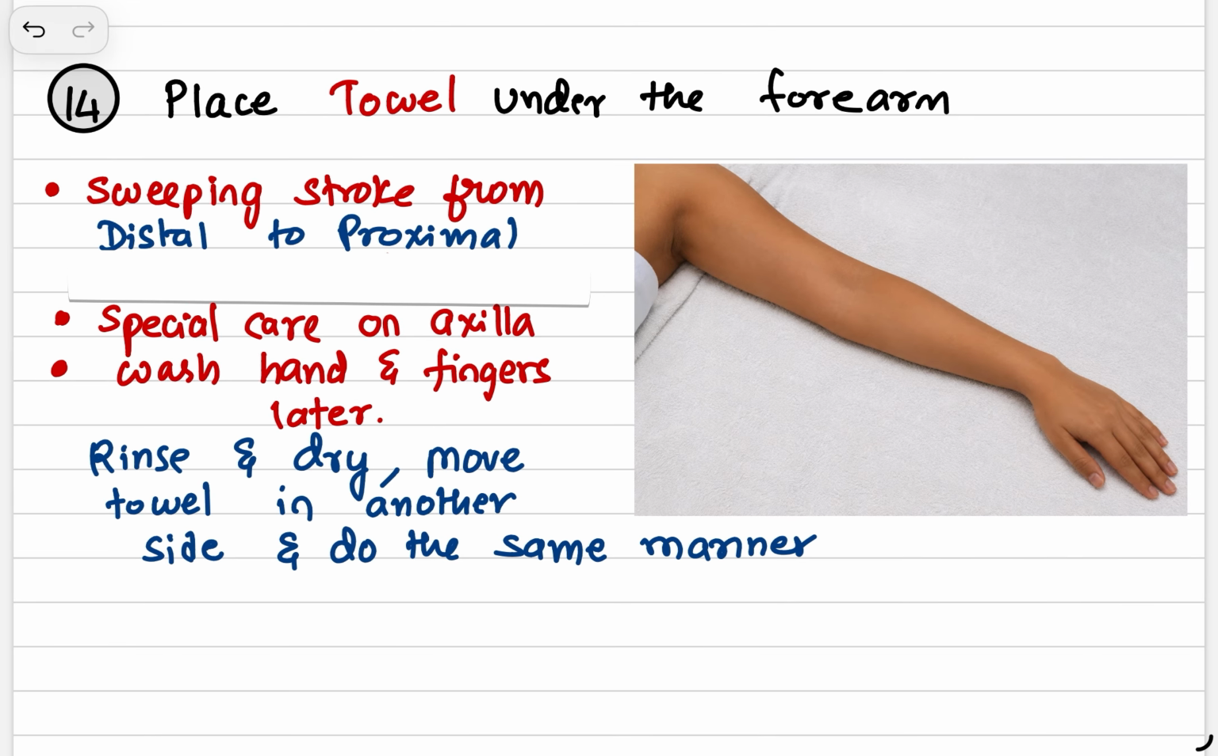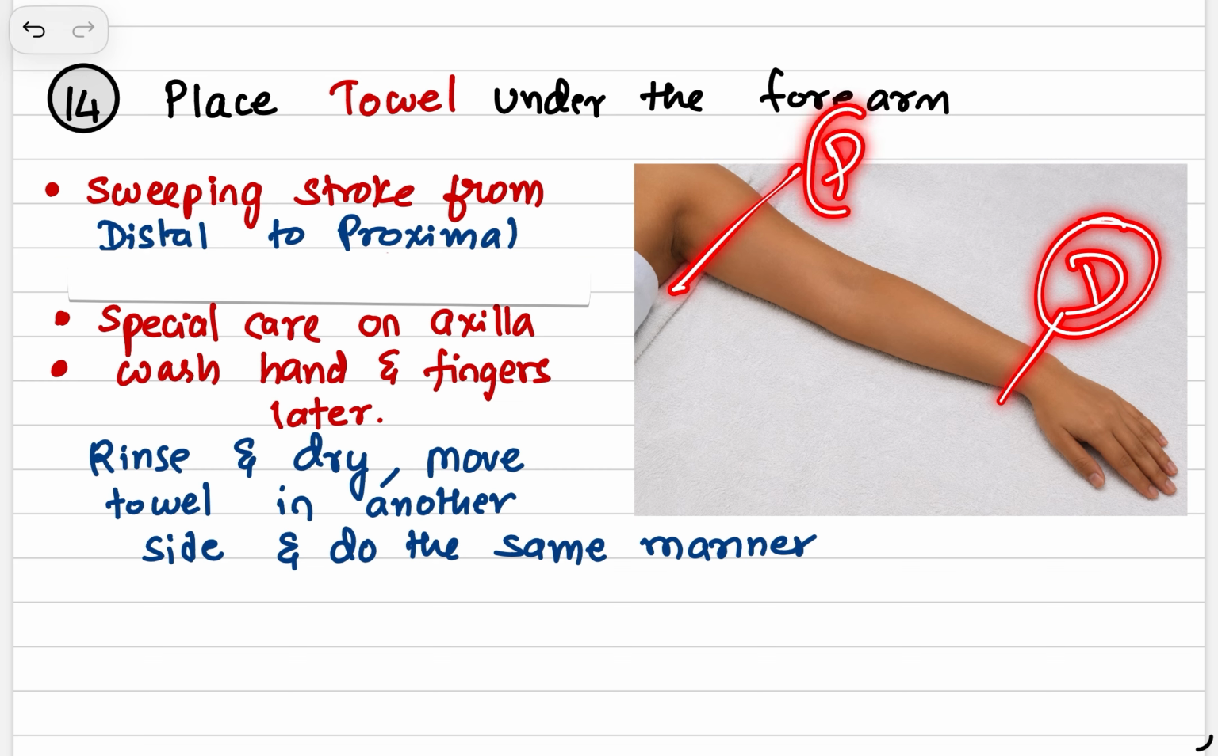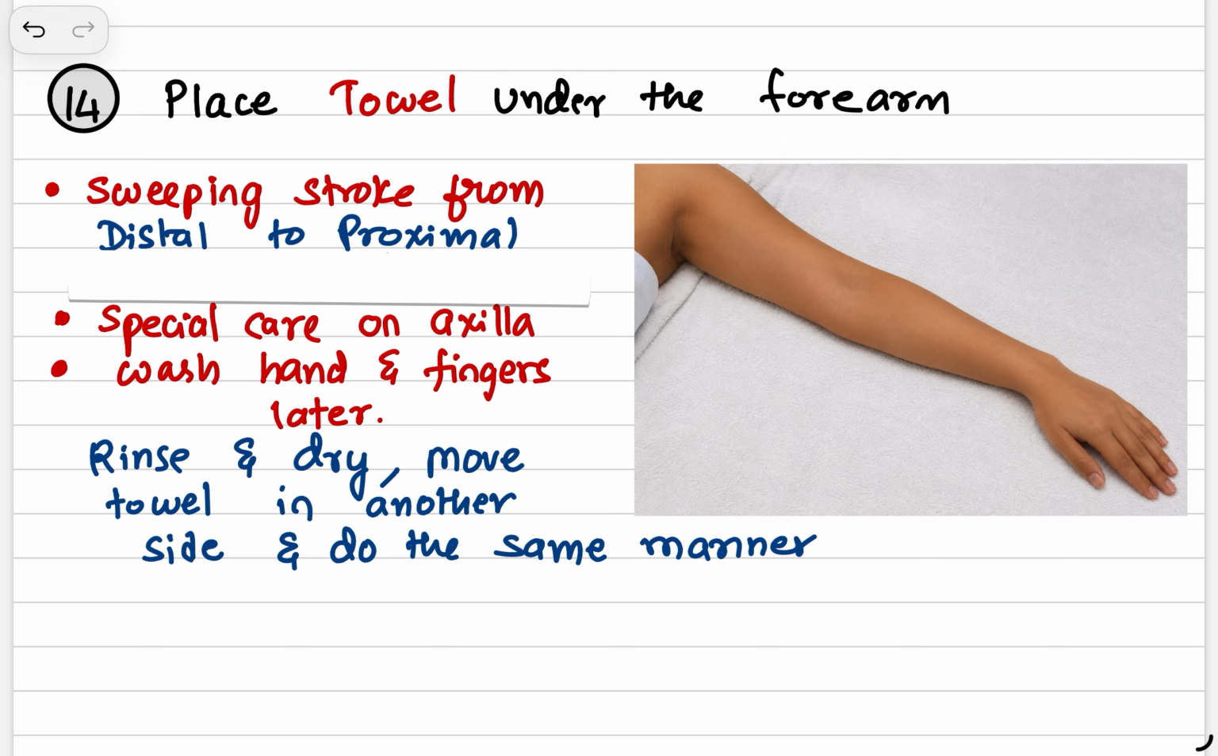In the 14th step, listen here. This is the distal end and this is the proximal end. Now we have to wash, we have to cleanse the patient's forearm from distal to proximal. Sir, why do we have to do it from distal to proximal?